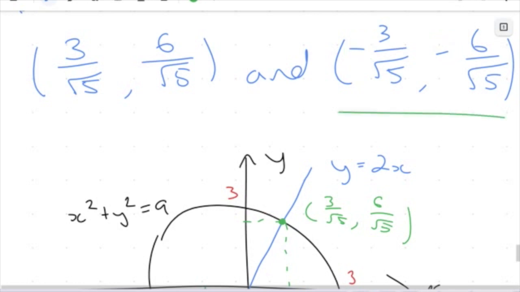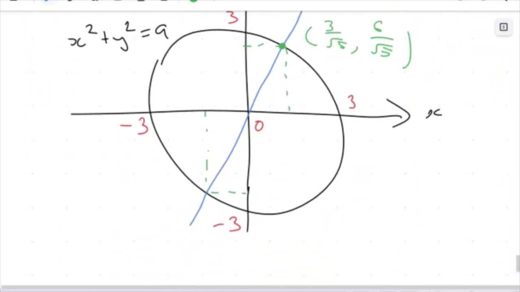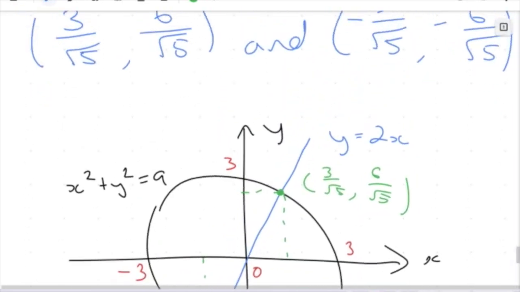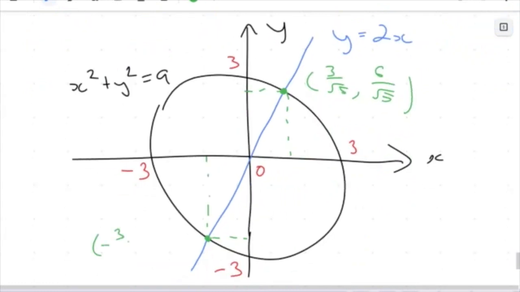So even through my rough sketches, I can still get a feel for the answers that I'm expecting. It takes you a couple of minutes at the start, but it may save you a lot of mistakes and give you a chance to sense check your answers as well. Shading in this point here, that's going to be negative 3 over root 5 and negative 6 over root 5. So those two are my points of intersection, when my circle here intersects with my line.